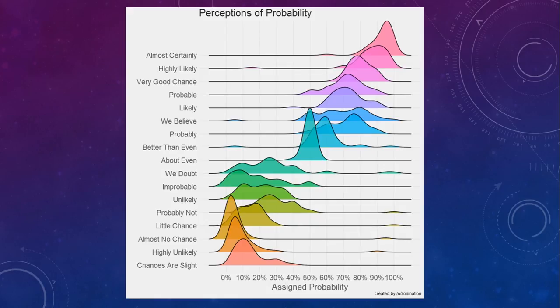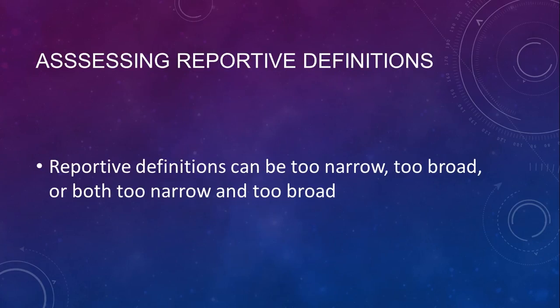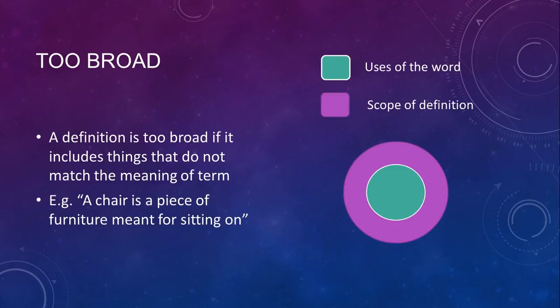Okay, so again, two features. One, that there's clustering. Two, that the clustering is imperfect. And I think that's a general feature of how people use words, that we mostly agree, but not exactly. Okay, so assessing reportive definitions, this is the project on the handout. They can be too narrow, too broad, or both too broad and too narrow. At least three ways for a reportive definition to be not quite right.